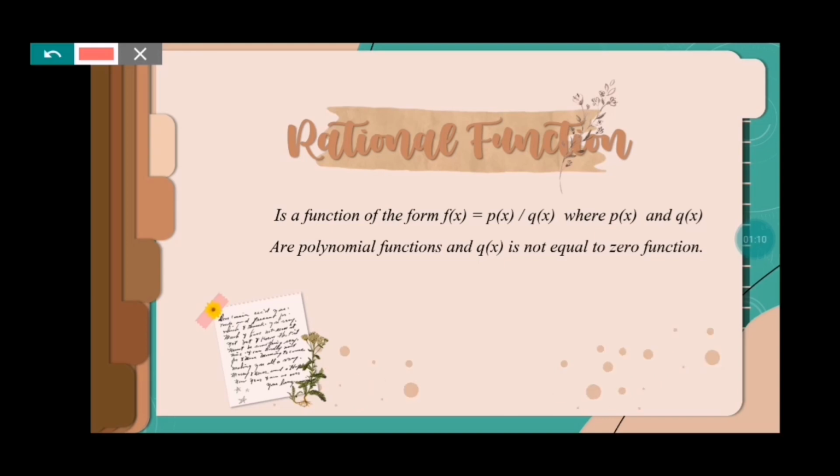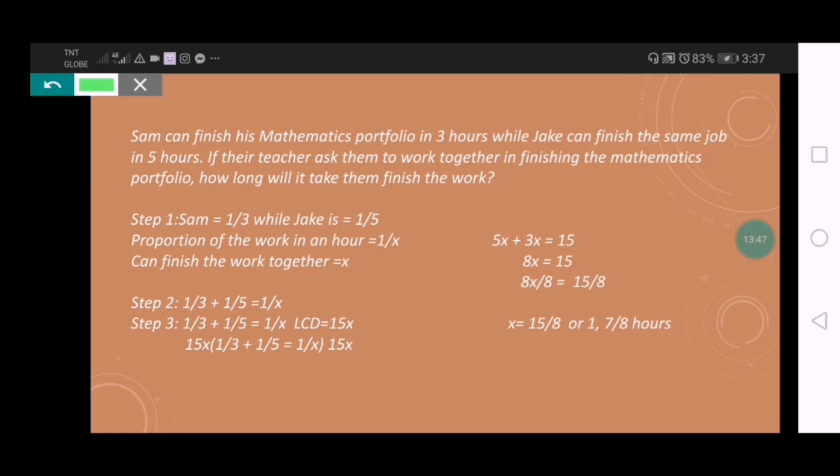Now, let's take a look at some examples of problems involving a rational function. Sam can finish his mathematics portfolio in 3 hours, while Jay can finish the same job in 5 hours. If their teacher asks them to work together in finishing the mathematics portfolio, how long will it take them to finish the work? Okay, so let's proceed to our solution.